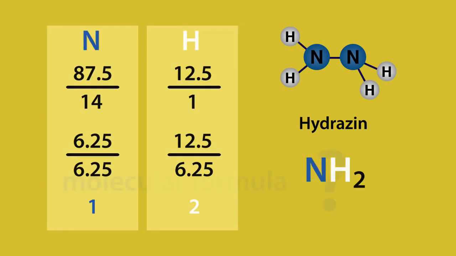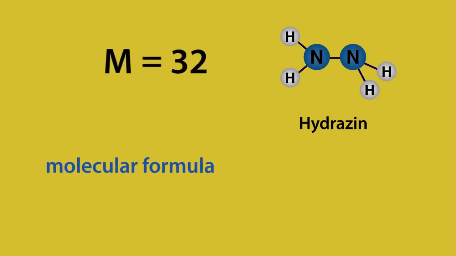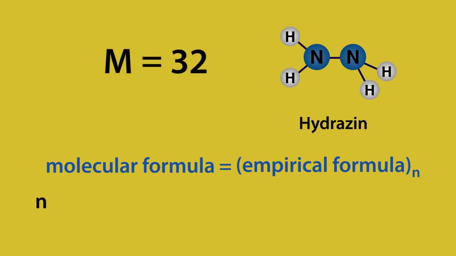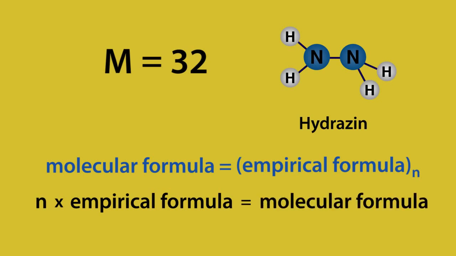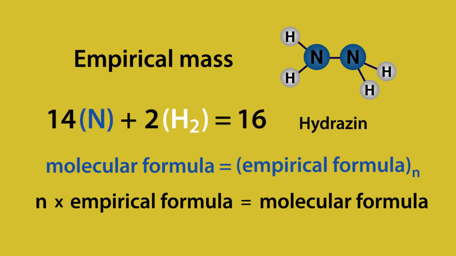But how do we find the molecular formula? The molecular mass for this compound is 32. The molecular formula is the empirical formula times N, where N is the number by which we have to multiply the empirical formula in order to get the molecular formula. I have coined the phrase empirical mass to describe the mass of the empirical formula. So in this case, we have nitrogen, which is 14, plus hydrogen, which is 2, giving us 16.